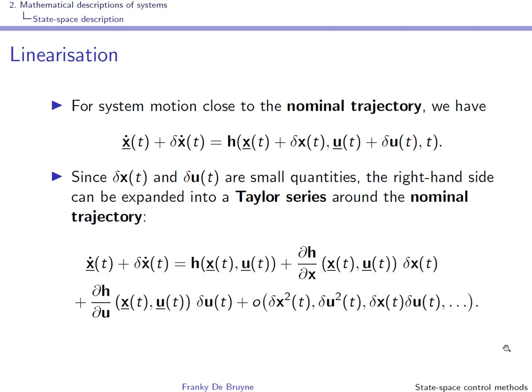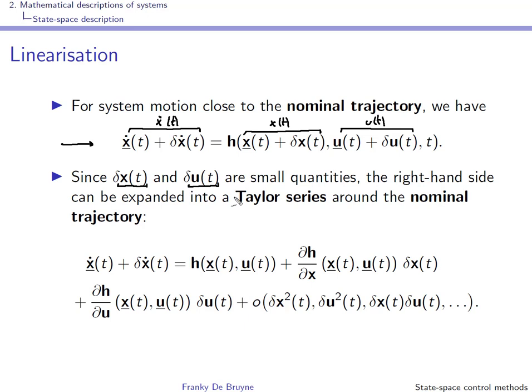So for system motion close to the nominal trajectory, we have the following equation. Remember that this is x dot of t. x of t, the state variable, is written as a perturbation around the nominal state trajectory. We have something similar for u of t. u of t is a perturbation around the nominal input trajectory. So we assume here that the perturbations dx of t and du of t are small quantities.